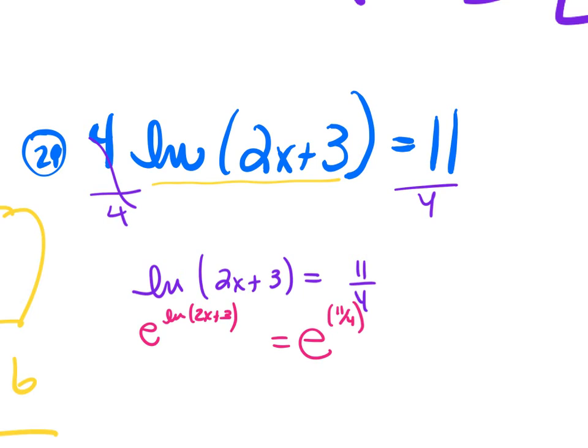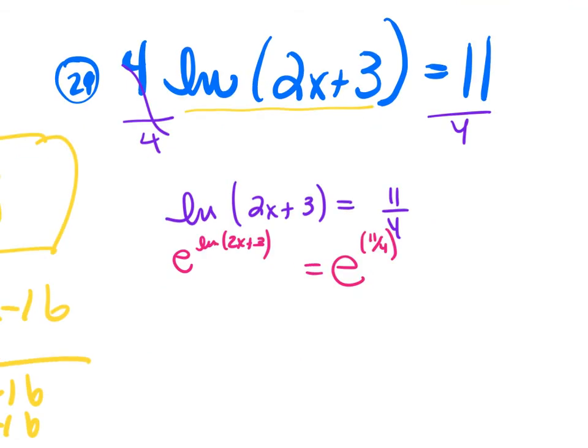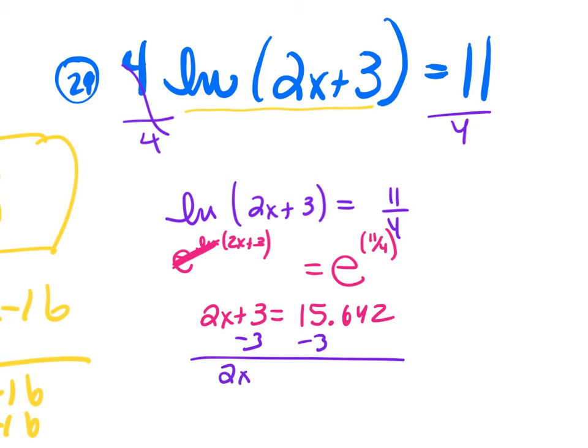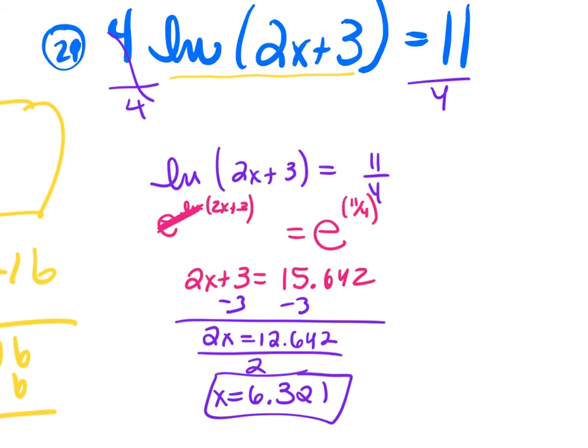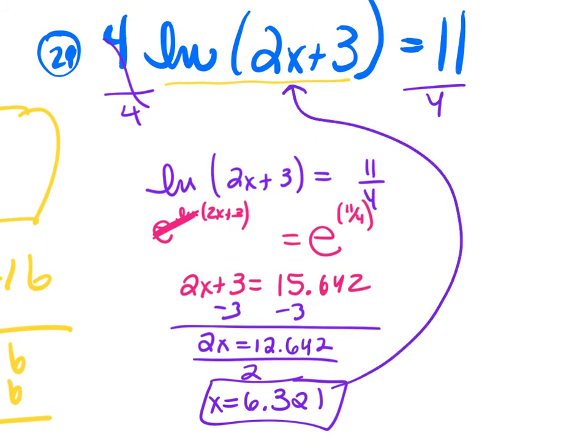If you choose to keep it as 11 over 4, make sure when you raise e to the 11 over 4 power, you put it in parentheses. So this will cancel out. You have 2x plus 3 equals e to the 11 fourths power, which is 15.642. And then you just go back to solving a basic equation. We're going to subtract 3 from both sides. So I get 2x equals 12.642. I'm going to divide both sides by 2, and I get x equals 6.321. Again, let's make sure if I plug that in right here, it does not make my parenthesis negative, so we're good to go.